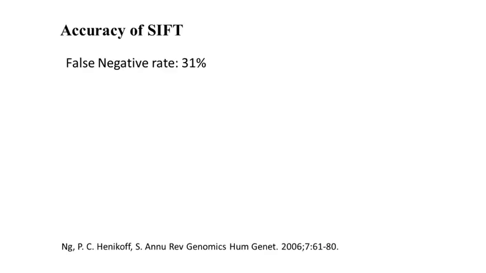In their 2006 paper, Ng and Henikoff reported that SIFT has a false negative rate of 31%, meaning that 31% of phenotype-changing variations were wrongly predicted by SIFT to be tolerated. It also has a false positive rate of 20%, meaning that 20% of neutral variations were wrongly predicted by SIFT to be damaging. Because SIFT only works on positions that have at least 2 homologous sequences aligned, there are 40% of amino acid positions for which SIFT cannot return a result. Thus, its coverage is 60%.